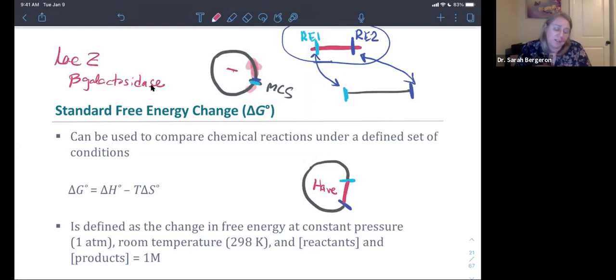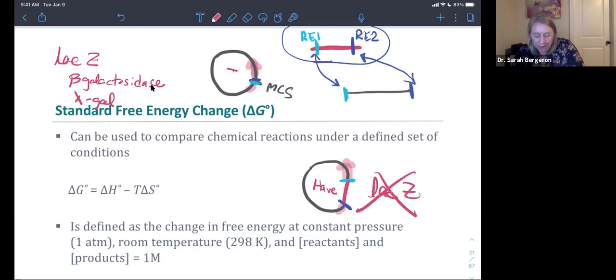Beta-galactosidase is an enzyme that will cleave X-gal, and if it can do that, your colonies will change color. If I have the insert in, I still have the LacZ gene there, but if the insert is in there, LacZ doesn't work. So LacZ does not work here, but LacZ does work here. I can use that as a readout for whether or not my insert went in.